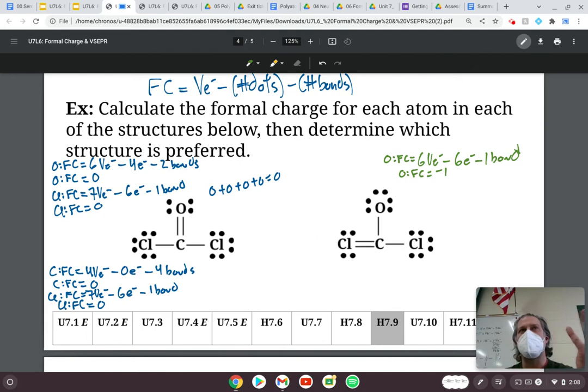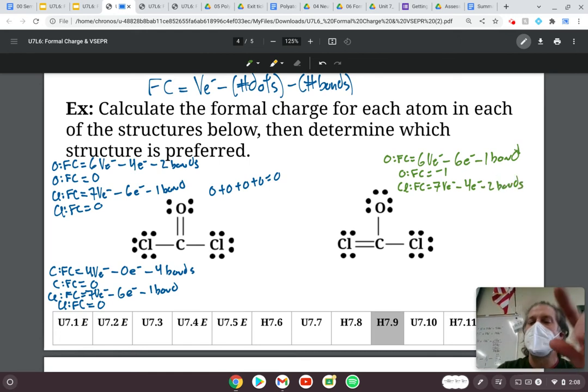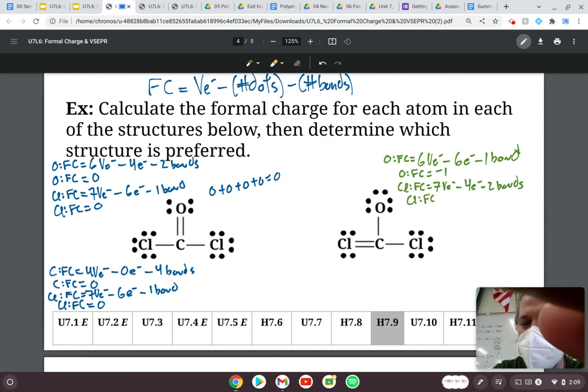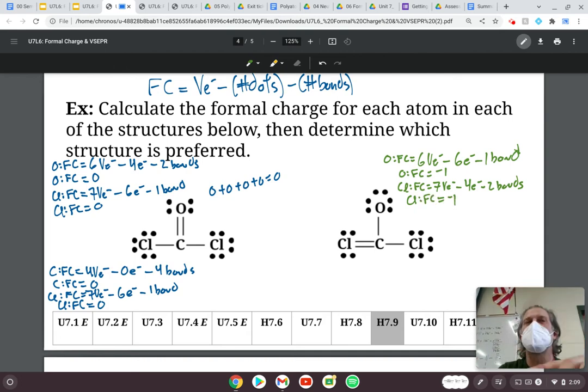I'm going to shift to the chlorine on the left-hand side. That chlorine's formal charge is, chlorine brings 7 valence electrons to the situation. It has 4 dots, so 4 electrons, and it's participating in 2 bonds. So 7 minus 4 is 3, minus 2 is minus 1, right? So chlorine's formal charge here is minus 1.